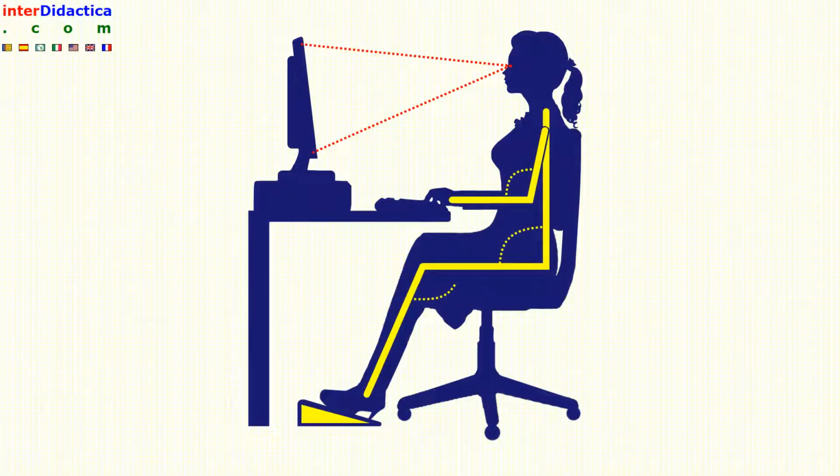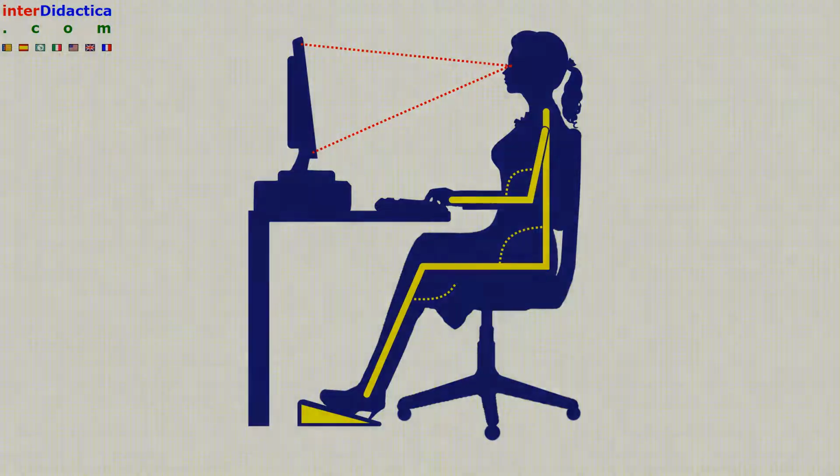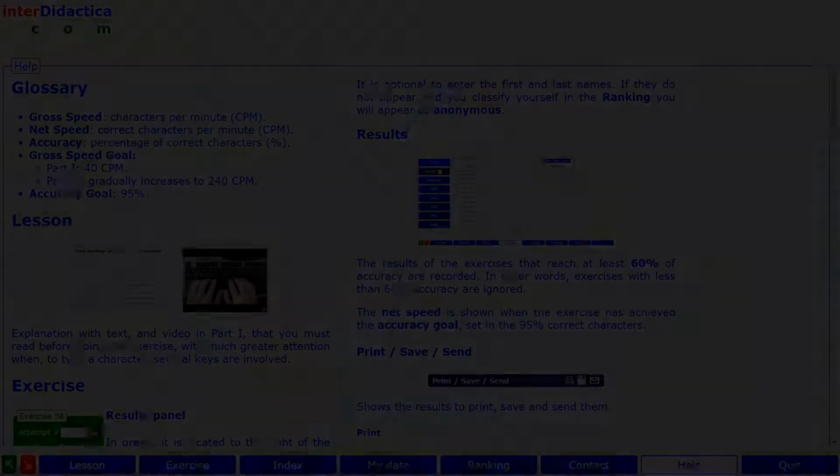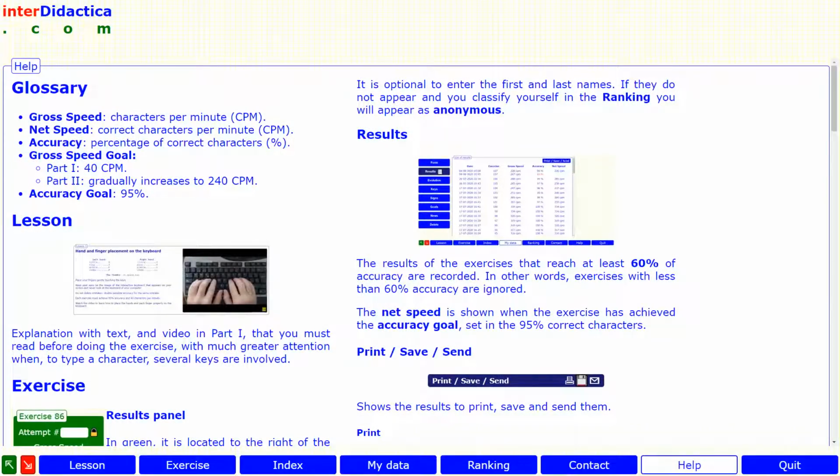If you maintain a good posture and good rest and relaxation habits, you will eliminate or at least reduce the injuries and musculoskeletal disorders. In the Help tab, you will find a glossary of the most used terms in the course and an explanation with pictures of each element that makes it up.